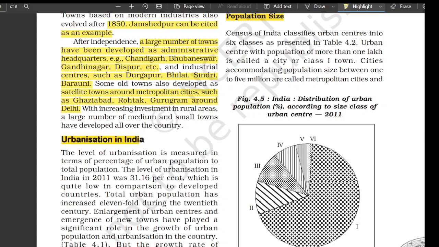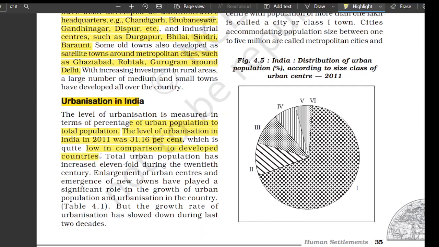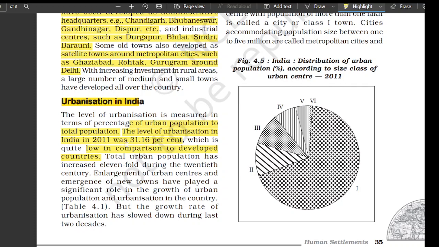Urbanization in India. The level of urbanization is measured in terms of the percentage of urban population to the total population. The level of urbanization in India in 2011 was 31.16%, which is quite low in comparison to developed countries. The total urban population has increased 11-fold during the 20th century. Enlargement of urban centers and emergence of new towns have played a significant role in the growth of urban population and urbanization of the country.